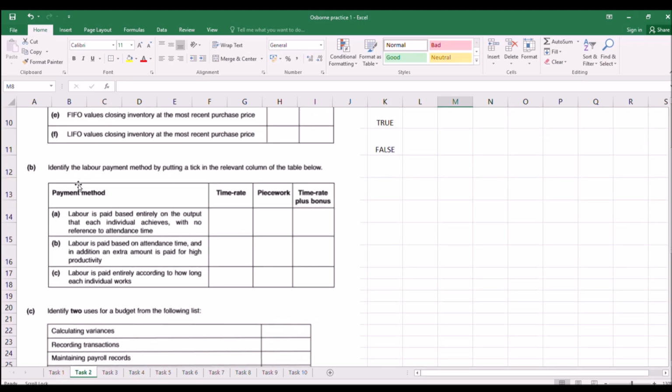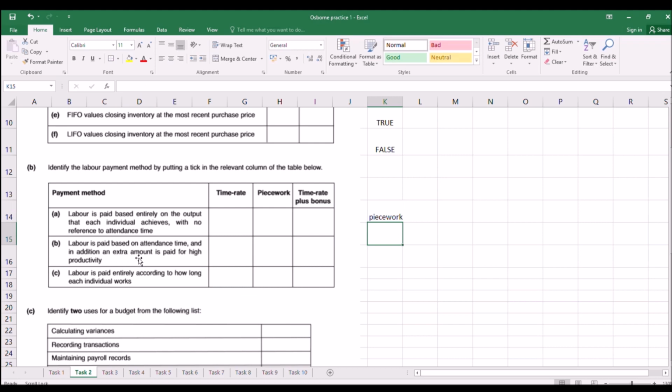Right, identify the labour payment method by putting the tick in. So what we're going to have is time rate, piecework, and time rate plus bonuses. Right, labour. In time rate, everything's just paid per hour, it doesn't matter how much you produce. Piecework, no payment per hour worked, just everything you produce, and this one's going to be a mixture of both. Labour is paid entirely on the output that each individual achieves, that's going to be piecework.